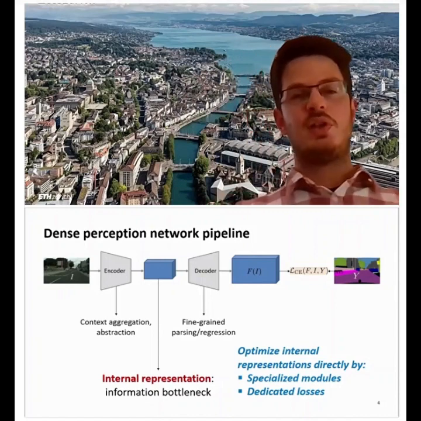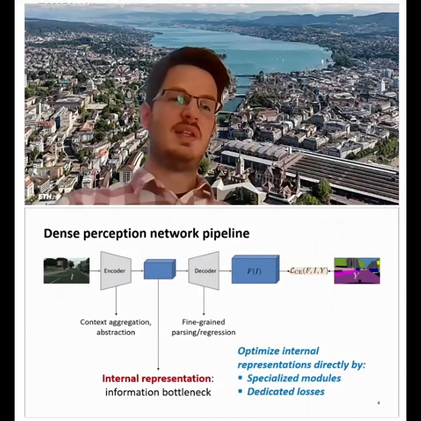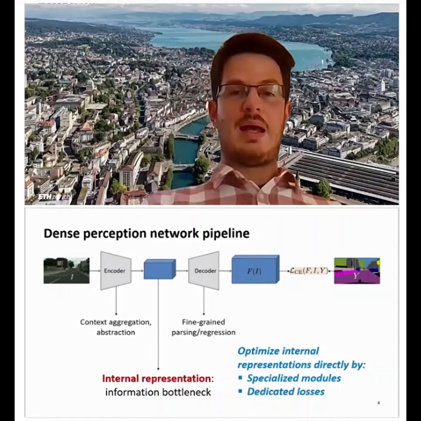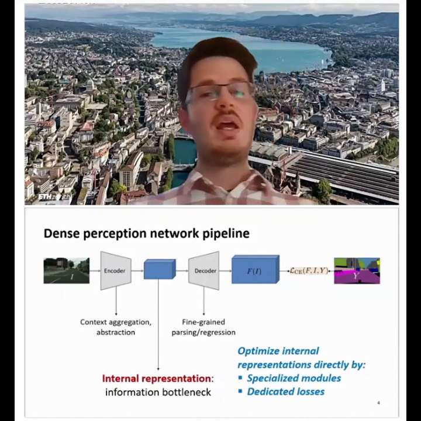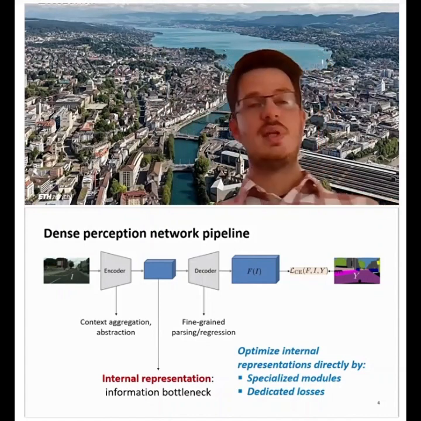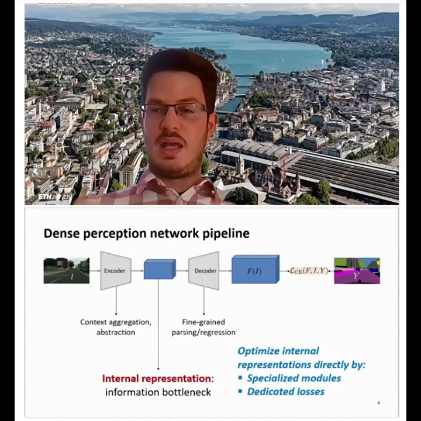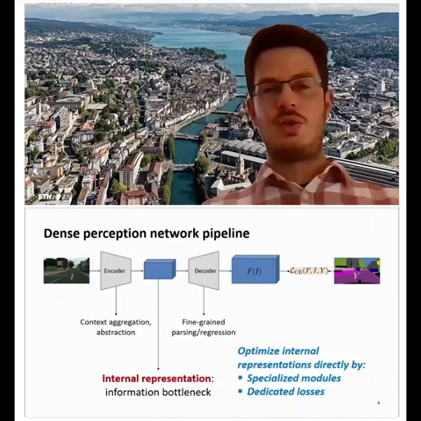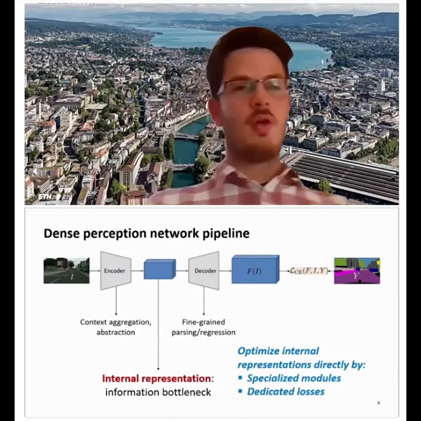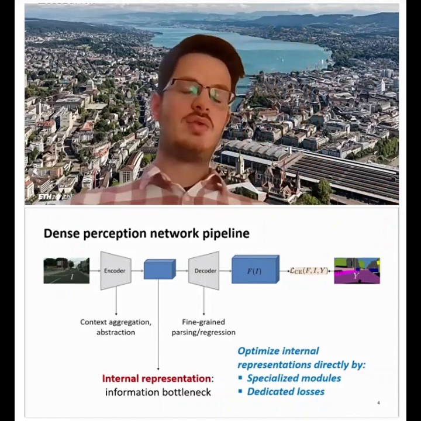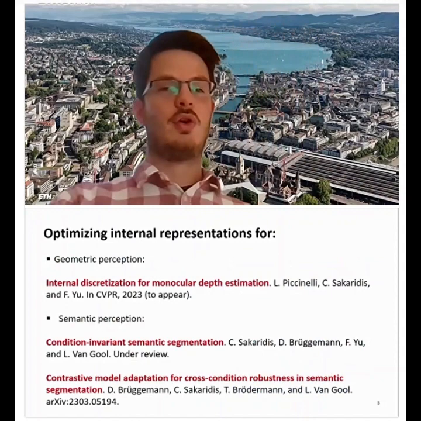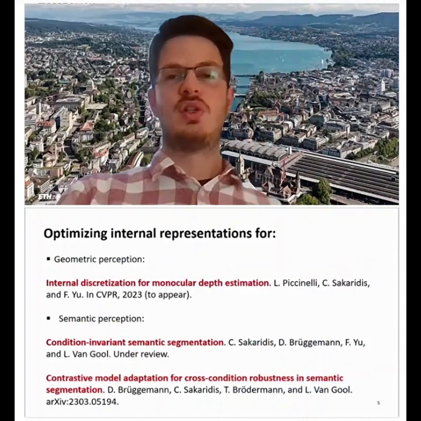So in this talk, the key theme that I will cover is the optimization of internal representations, these bottleneck level representations at the interface of the encoder and the decoder of a network. We optimize them directly, either with specialized modules or with dedicated losses, in order to inject further priors or better architectures for dense geometric and semantic perception tasks that are relevant for action, in particular for autonomous cars.